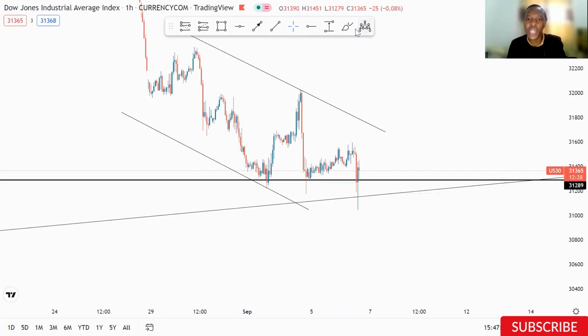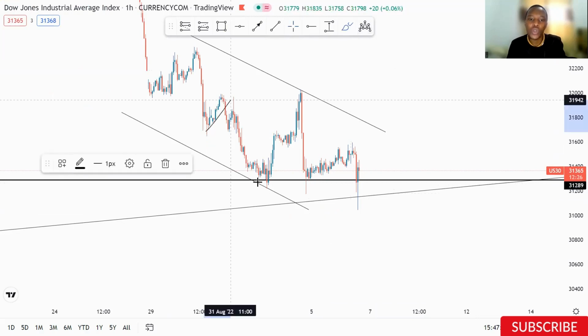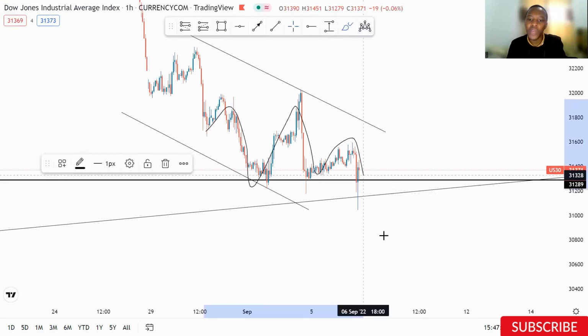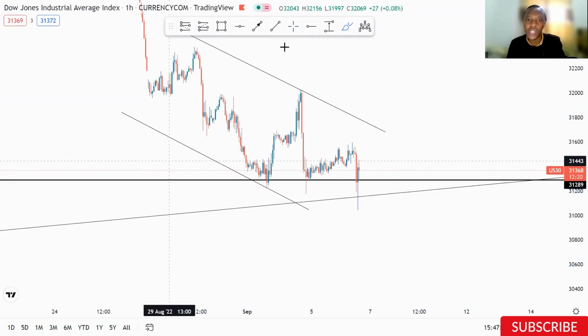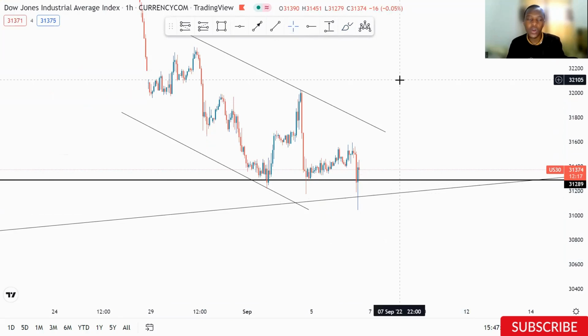However, if that does not happen, then that would mean that this is some sort of a head and shoulders. Then we might have the breakout, then the retest, and then the continuation of the selling momentum to the downside. So this is what I see on the Dow Jones.